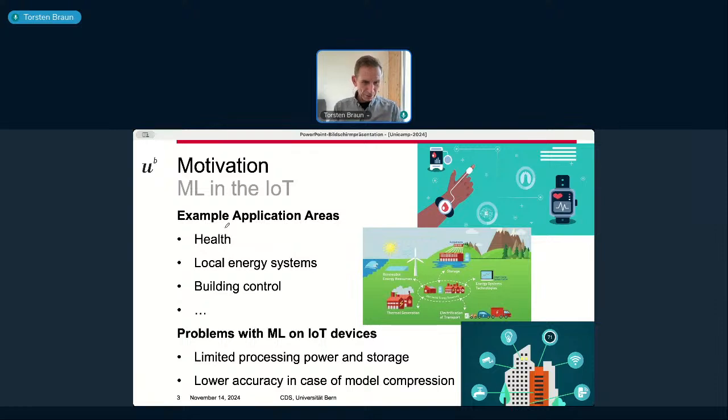The problem with machine learning, in particular if we think about running machine learning models, but also maybe training on IoT devices, is that on IoT devices we have very limited processing power compared to server systems, and also limited storage. That means if we have a large amount of sensed data, maybe we cannot completely store it for some time. One approach is to run simplified models by applying model compression on the IoT device, but typically this comes at the expense of lower prediction accuracy if we have simplified models.